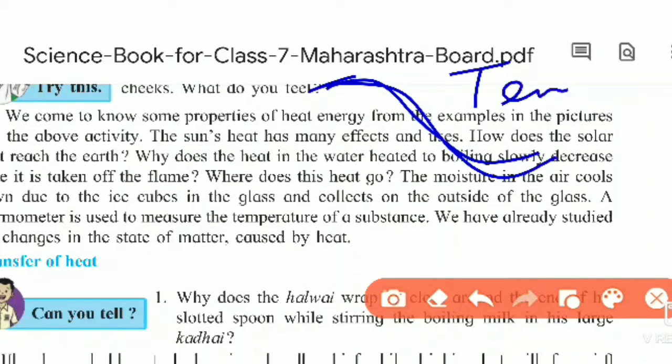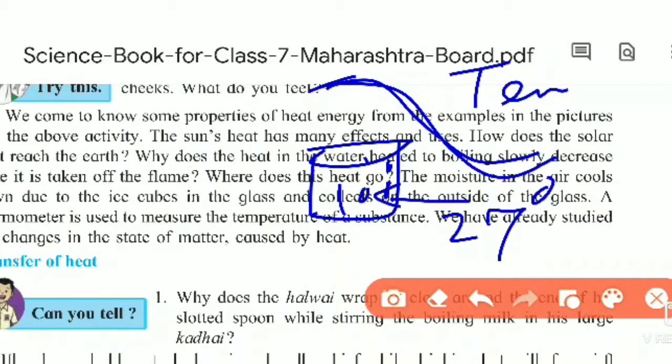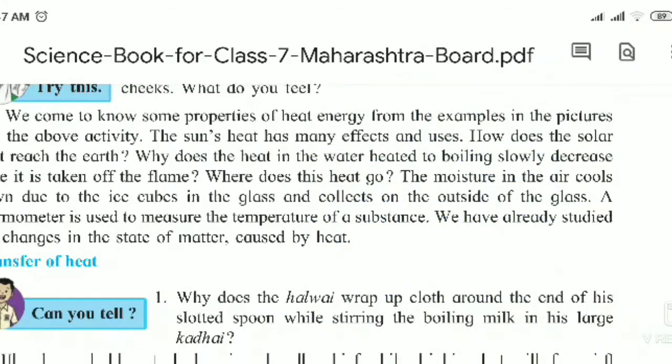So when we keep this 100 degrees Celsius boiled water as it is, and the surrounding temperature is nearly, suppose, 27 degrees Celsius, then the surrounding air absorbs the heat of this hot substance till the temperature of both becomes the same. So this is the flow, or transfer, of heat from one substance to another. This is called the transfer of heat.